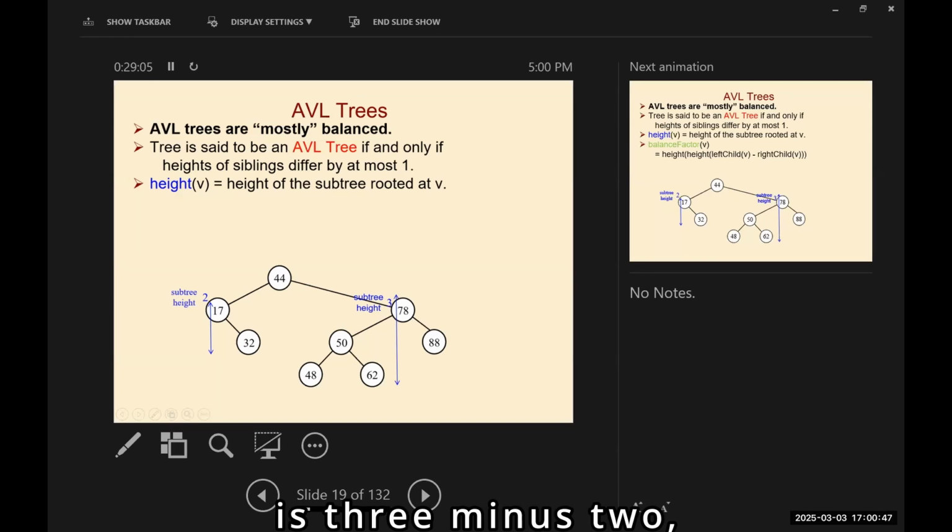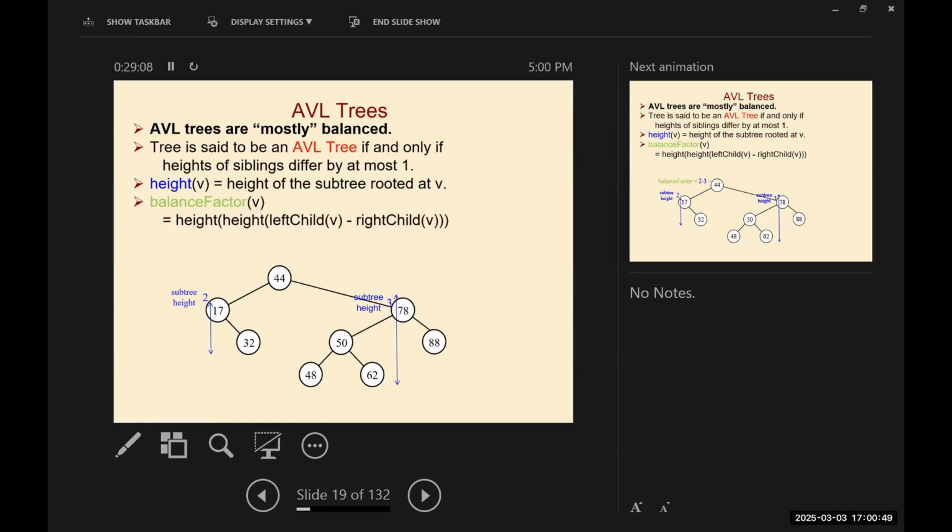And so what's true is the difference between their heights is 3 minus 2, right? You calculate the height of the left and the height of the right, and there's a typo in here. Height. Yeah, this doesn't look right to me. It should be the height of the left minus the height of the right.